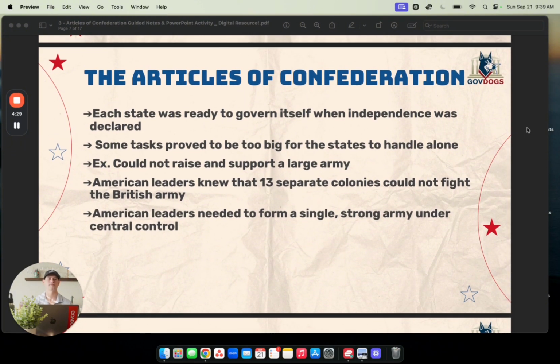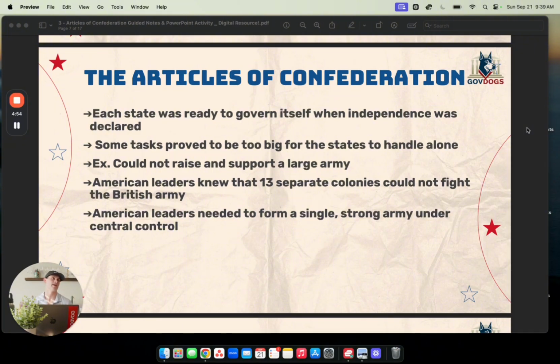Now, our first attempt as a nation at a federal constitution is what we call the Articles of Confederation. Each state was ready to govern itself when independence was declared. Some tasks and issues were way too big for the states to handle alone. For example, a lot of the states couldn't raise and support a large army. American leaders knew that 13 separate colonies would not be able to fight off the British one by one.